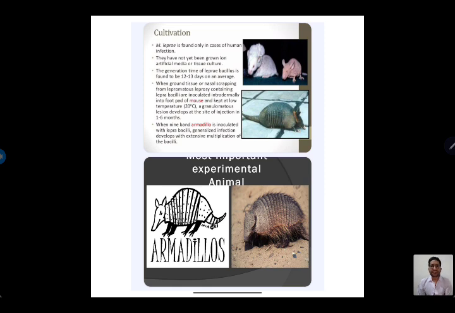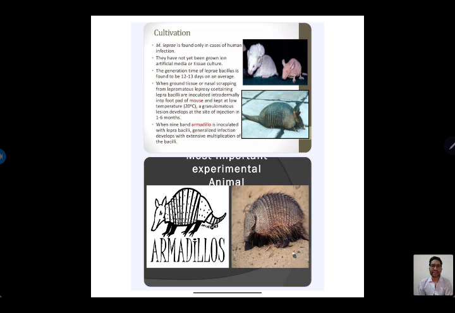Cultivation. M. leprae is found only in cases of human infection. They have not yet been grown in artificial media or tissue culture. The generation time of the leprae bacillus is found to be 12 to 13 days on average.